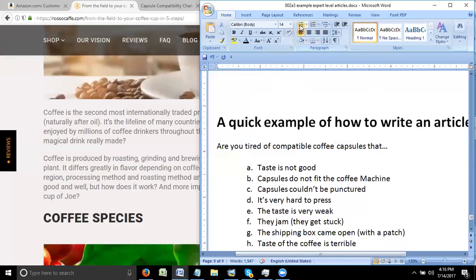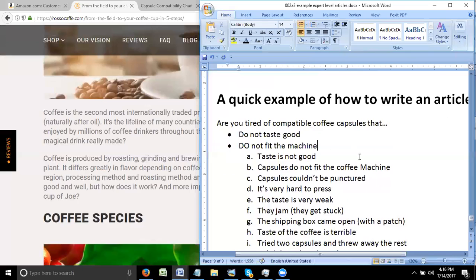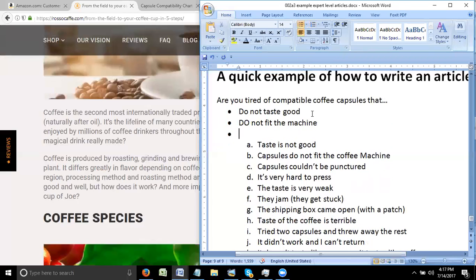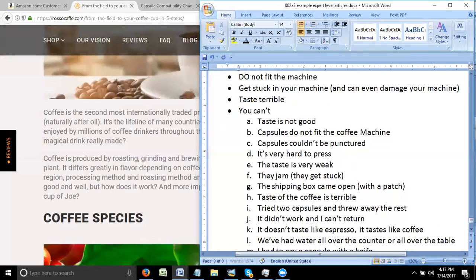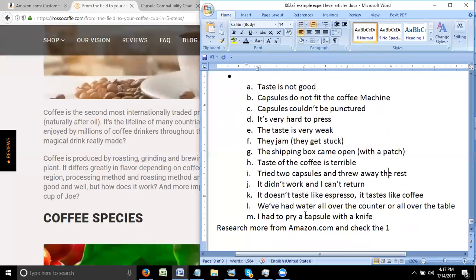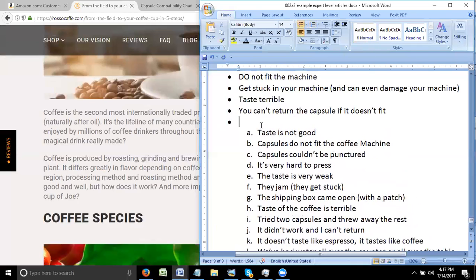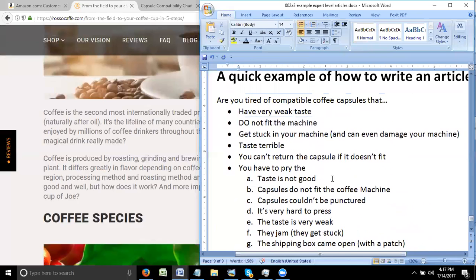Are you tired of compatible coffee capsules that do not taste good, do not fit the machine, a very weak taste, gets stuck in your machine, and can even damage your machine, taste terrible, you can't return the capsule if it doesn't fit, you have to pry the capsule with a knife just to get to the beans.